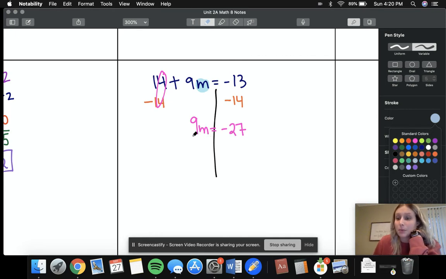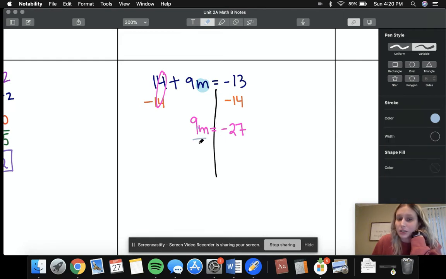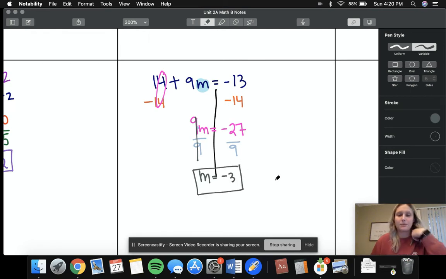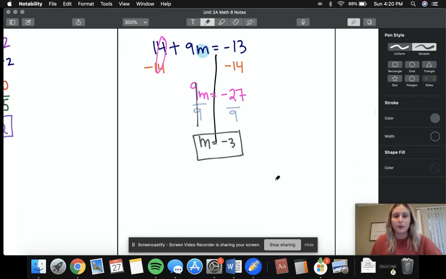Now we have 9m's, and they have to equal negative 27. So again, we could use our problem solving skills. You could also see that there's multiplication in between a 9 and an m. So we can just divide by 9, divide by 9. 9 divided by 9 is 1. So instead of 9m's, we have 1m now. And then we can do this math problem, negative 27 divided by 9, and we can get negative 3. Okay, so if we're right, we can check.